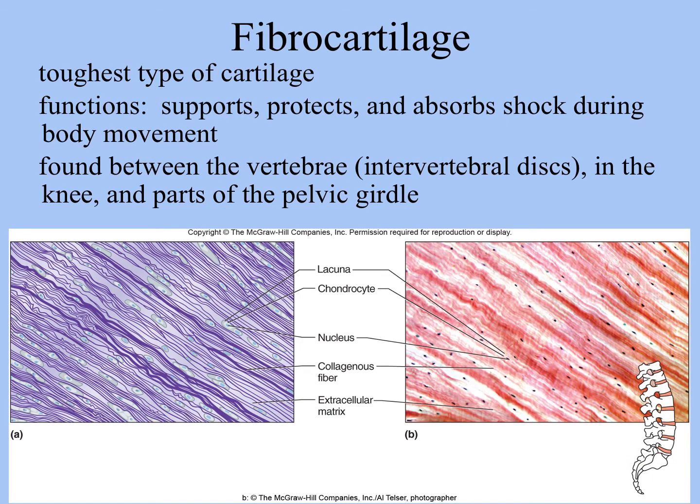And the third type is fibrocartilage. Fibrocartilage is the toughest type of cartilage. It's very dense and it's very strong. And so you would see that very much in supportive roles in the body and as a shock absorber during body movement. So key places for those to be are places where a lot of weight is borne. So the vertebrae, which holds the weight of the entire trunk, the knee, which holds the weight of most of the body above the knee, and the pelvic girdle, which is involved in a lot of movement, so it has to be able to absorb shock.